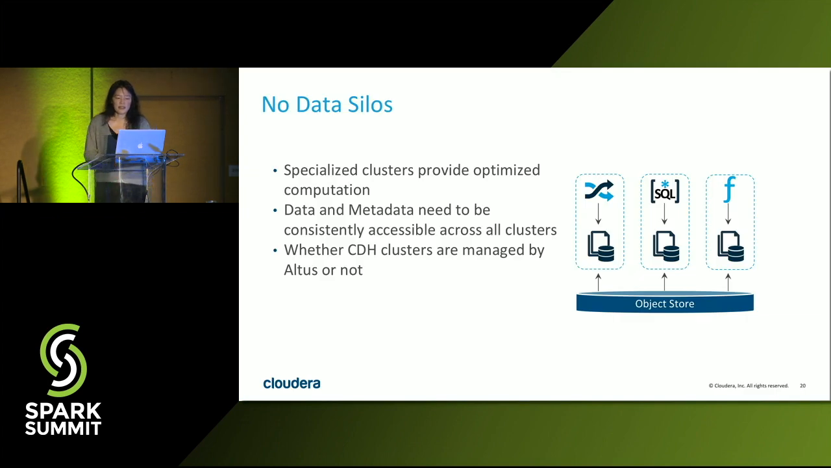So what we want is basically no data silos. If you have a data lake in AWS S3, we don't want this to be siloed based on which clusters you're using to spin up these clusters, or based on the type of workloads they're actually using. We want to have a data lake that's consistently managed in terms of security and metadata and everything else. So we don't want any data silos.